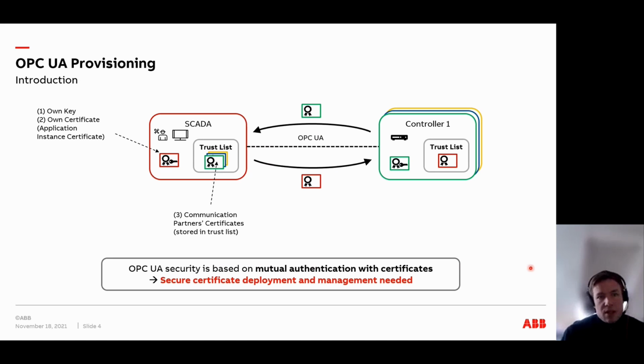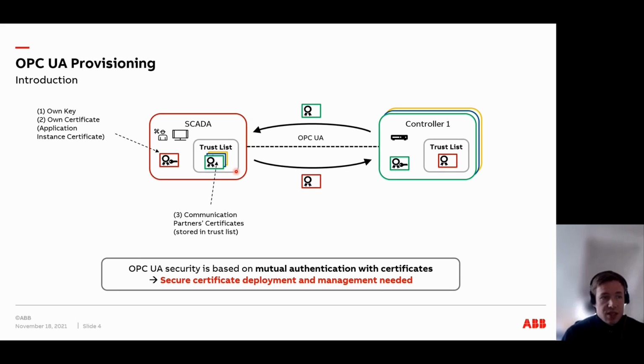So what is needed to securely provision a device in OPC UA? OPC UA security is based on mutual authentication with certificates. This means that each device has its own key and a certificate for that key. Each device also has a so-called trust list that contains certificates from communication partners. When devices establish a communication, they mutually exchange their certificates and verify the received certificates based on the certificates in the trust list.